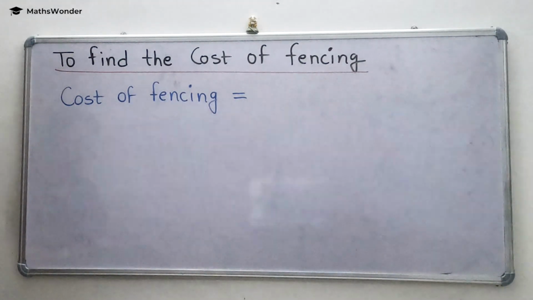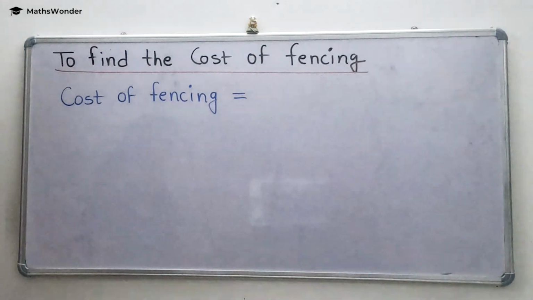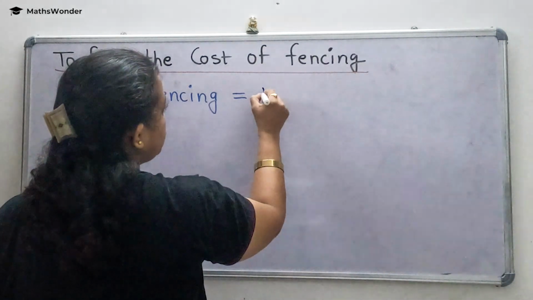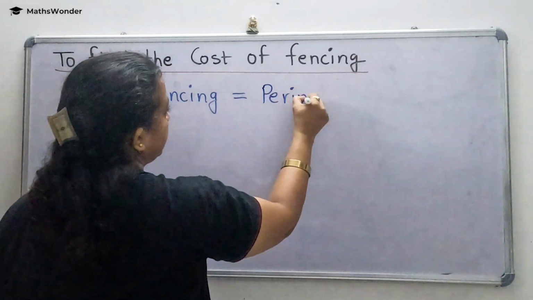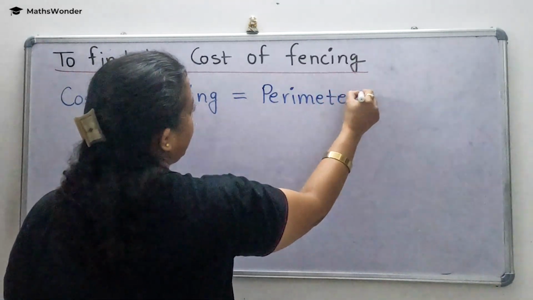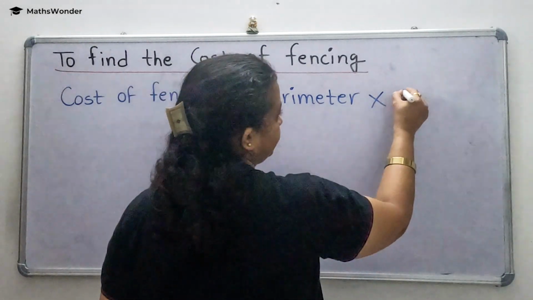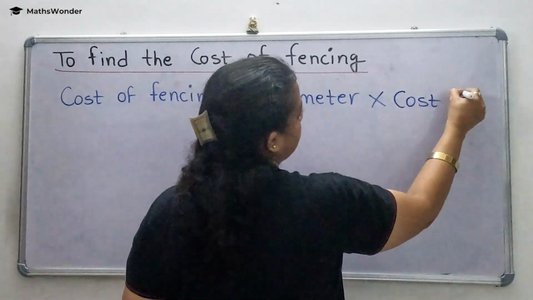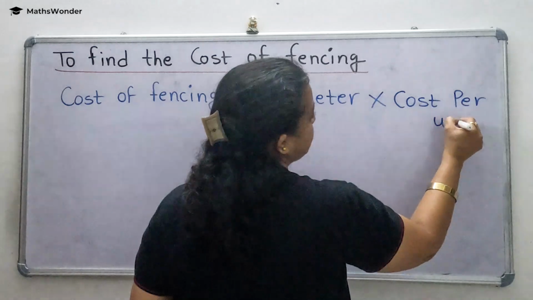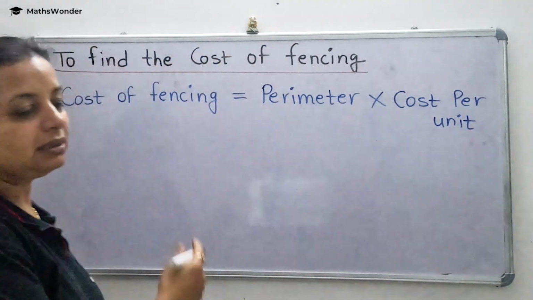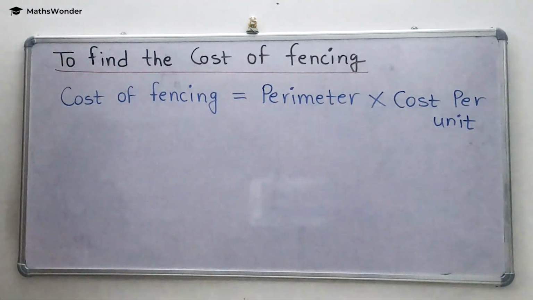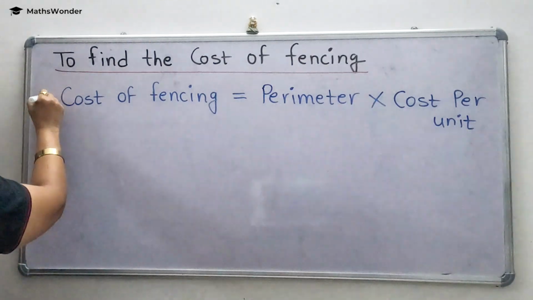Write down three important formulas related to the perimeter. To find the cost of fencing, any type of fencing, the cost of fencing is equal to perimeter times cost per unit. Cost per unit is given like centimeter, meter, whatever unit is given. You can find it with this.